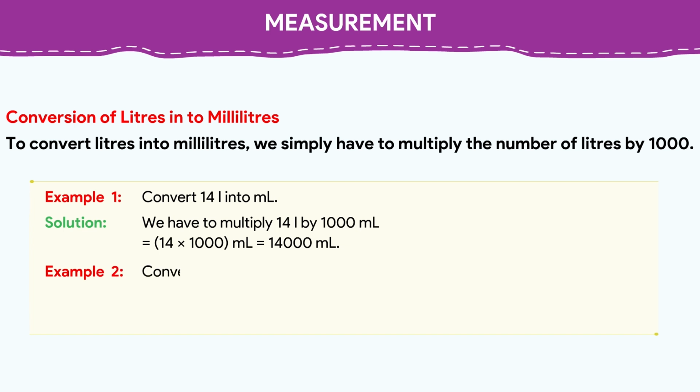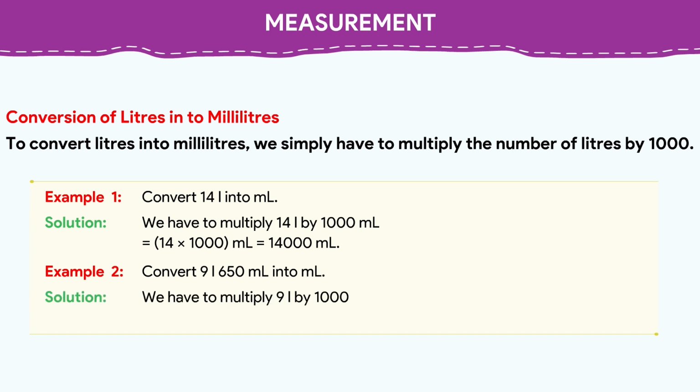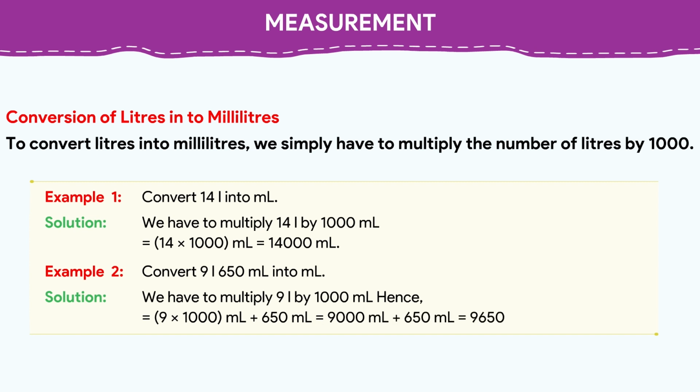Example 2. Convert 9 liters 650 ml into ml. Solution. We have to multiply 9 liters by 1000 ml, hence it is equal to 9 times 1000 ml plus 650 ml, which is equal to 9000 ml plus 650 ml, which is equal to 9650 ml.